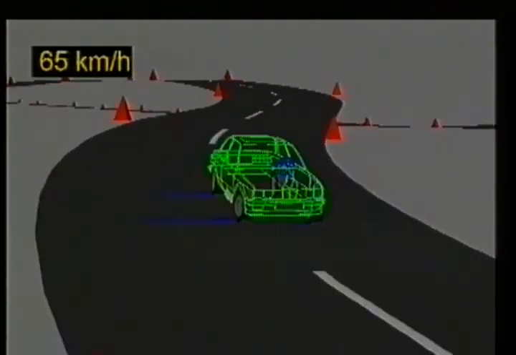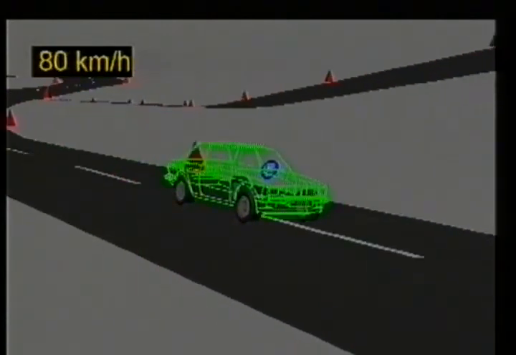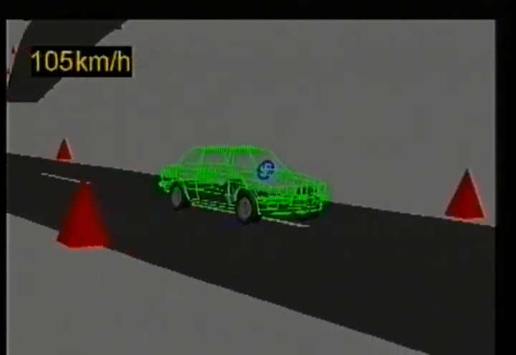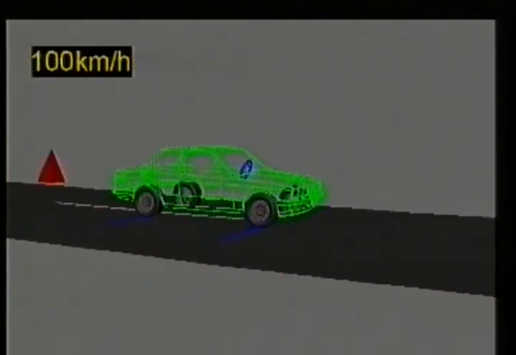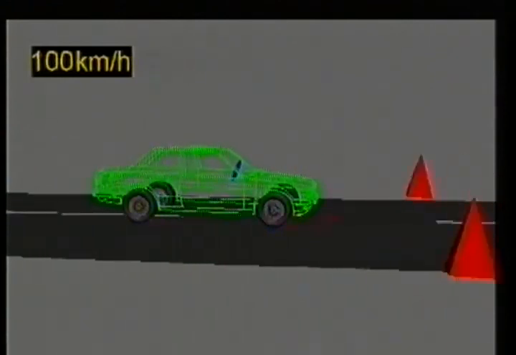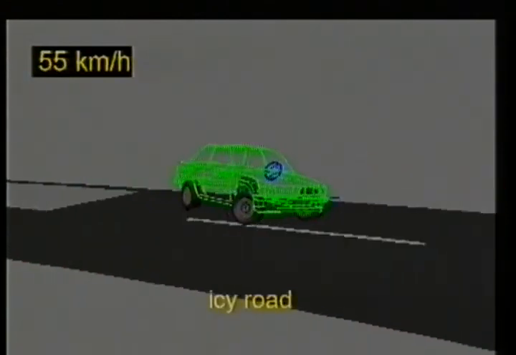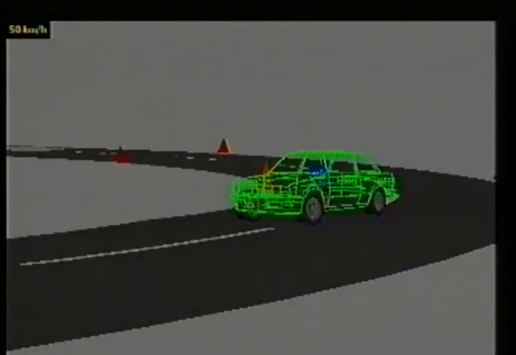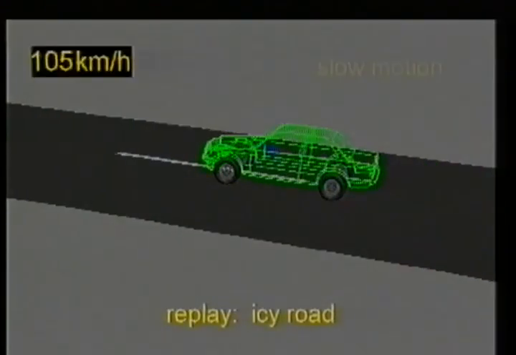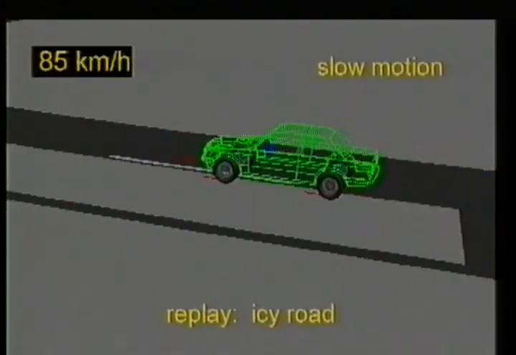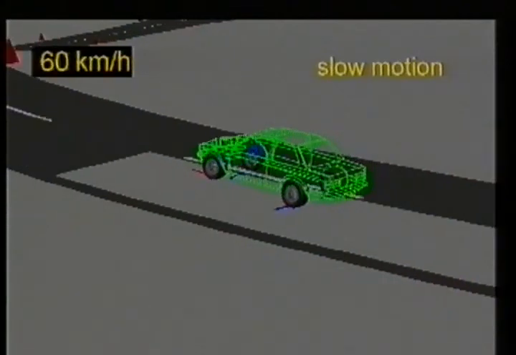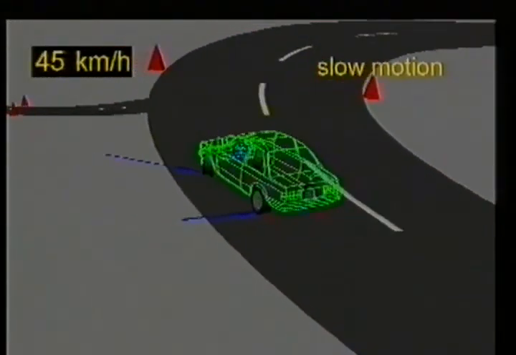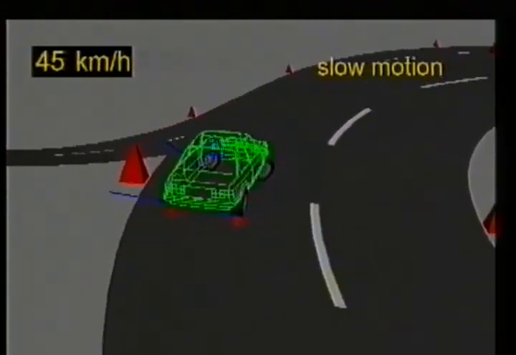In the computer, the virtual prototype is described by a large number of differential equations. These equations can only be solved by using computational methods from numerical mathematics. Here, the red arrows at the wheels indicate the computed braking or accelerating forces. The blue arrows display the lateral forces acting on the car.